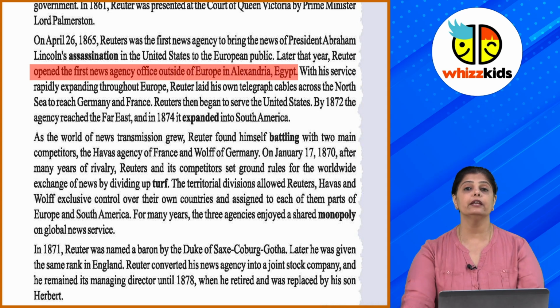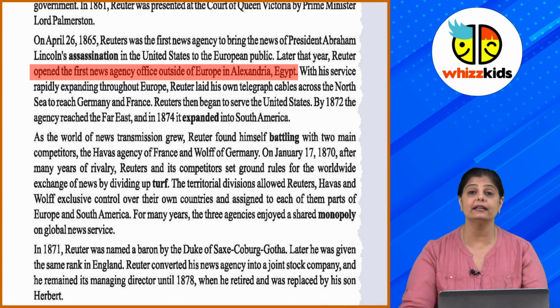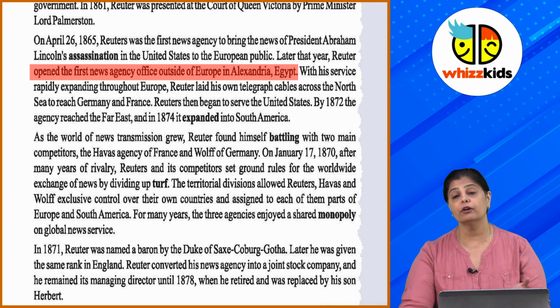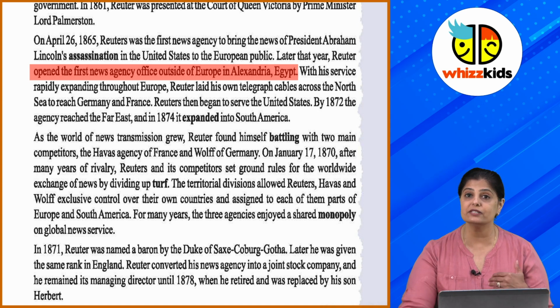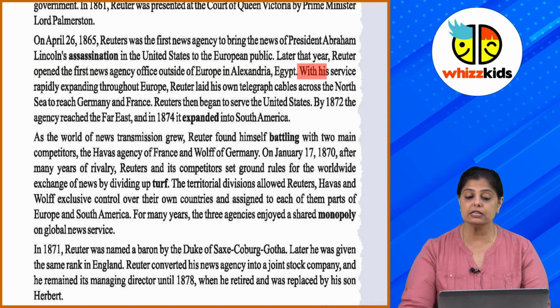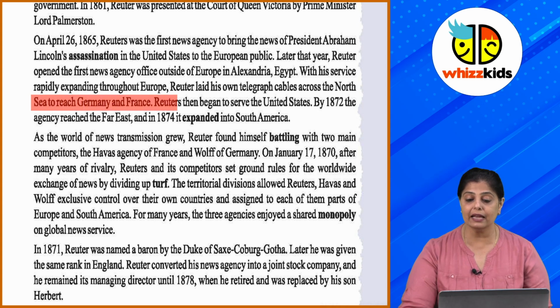तो उन्होंने धीरे धीरे न्यूज़ एजेंसी को expand किया, and now he opened his new office in Egypt, which was outside of Europe. With his service rapidly expanding throughout Europe, Reuters laid his own telegraph cables across the North Sea to reach Germany and France. Reuters then began to serve the United States.